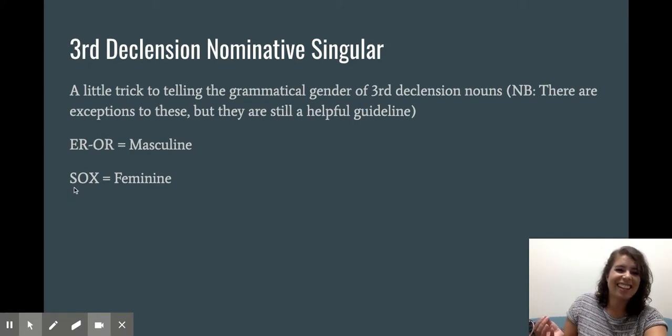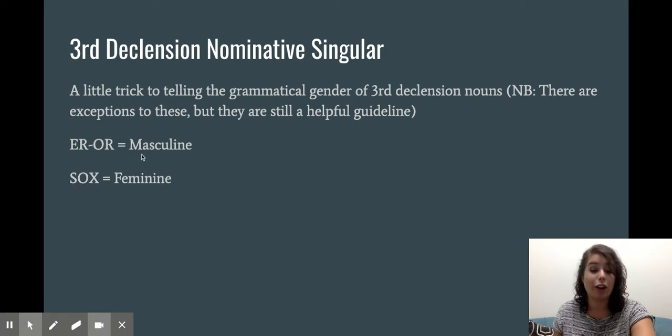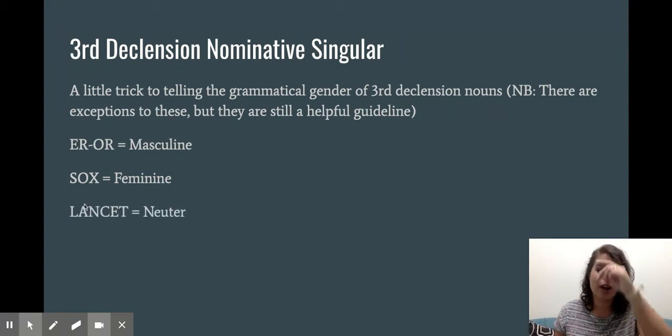So socks is the clue for feminine. So we have error, socks, and then the last one will be lancet. So error, socks, or lancet. Error, E-R-O-R, is going to be our clue for masculine. Socks, if it ends in S, O, or X, is usually going to be feminine.